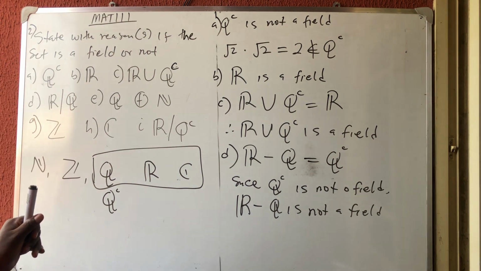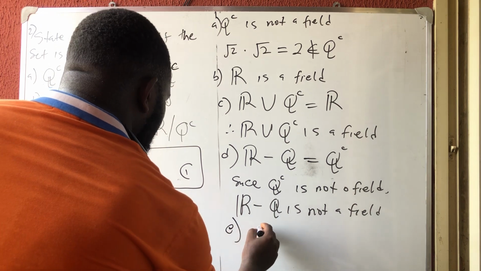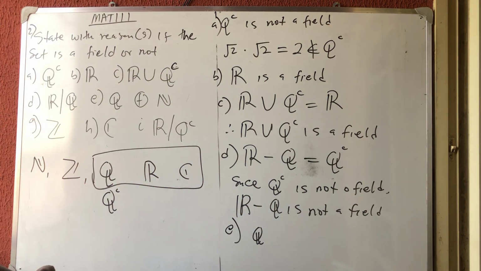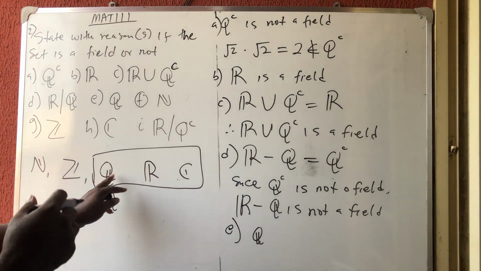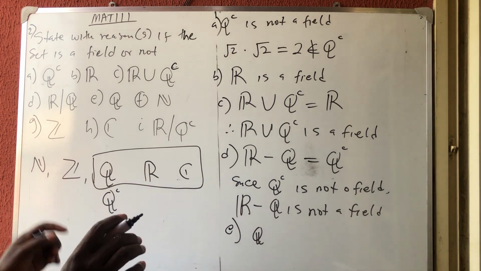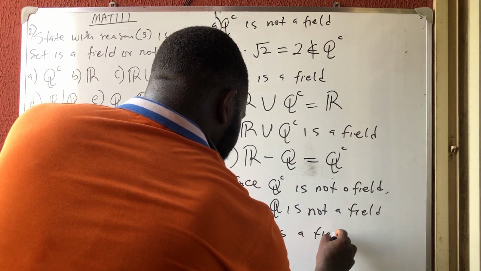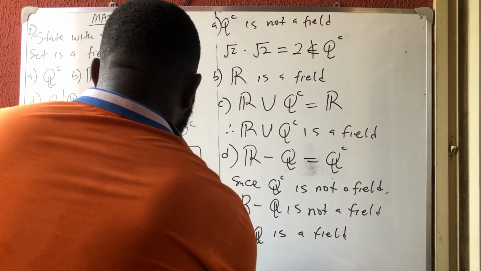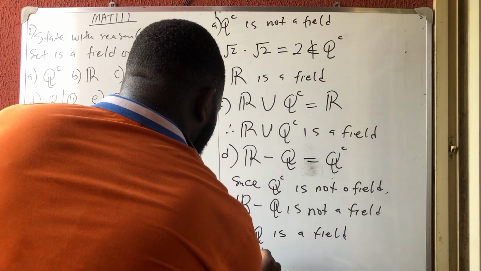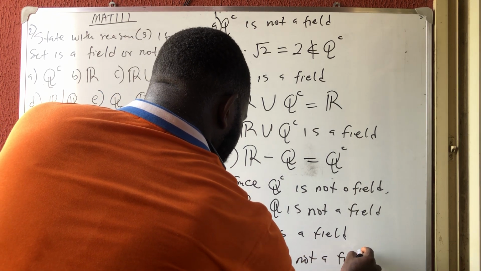So the next one we look at is E. E said Q. Yes, Q is a field. I told you that only three of these are fields, but the other three are not fields. This one and this one are not fields. So Q is a field. F said natural numbers. Natural numbers are not a field. Why?